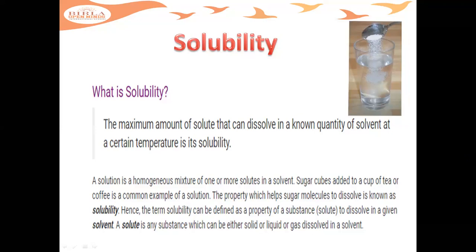Srinika, Srihit, Harsh, Abhivir. What is solute? Abhivir, can you hear me? Yes, ma'am. What is solute, Abhivir? A solute is any substance, which can be either solid or liquid or gas, dissolved in a solvent. Solvent. Okay, good.